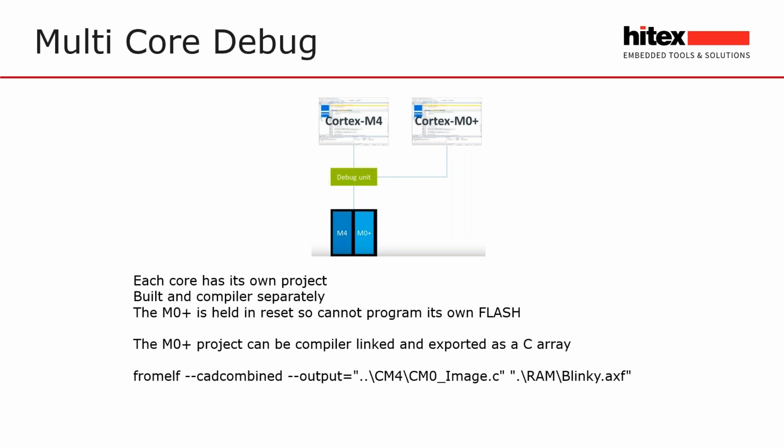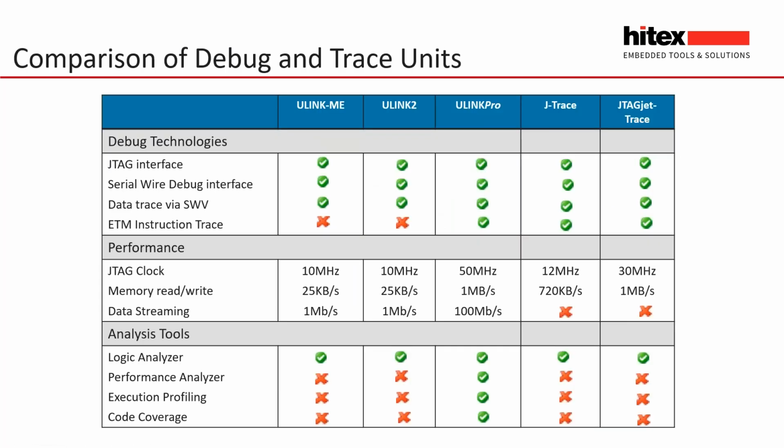So this is an easy way to get the code on the chip without a lot of mucking around. When we start the debugger, we can then load the image set of the M0 code, so we still get high-level debugging, and then we can just carry on as normal. It's a bit fiddly, but it is achievable, and we've done a couple of projects with multi-core processors.